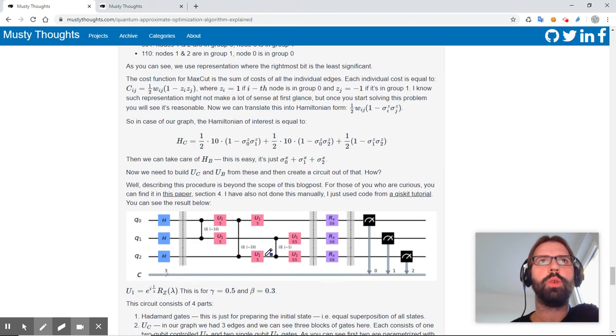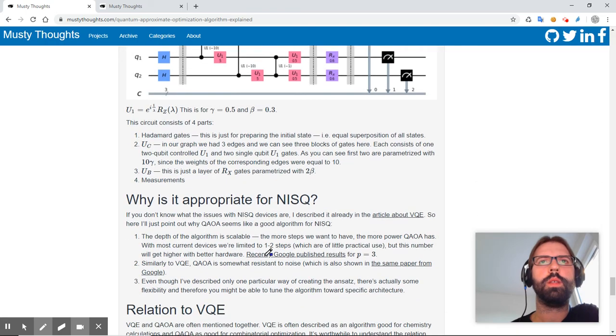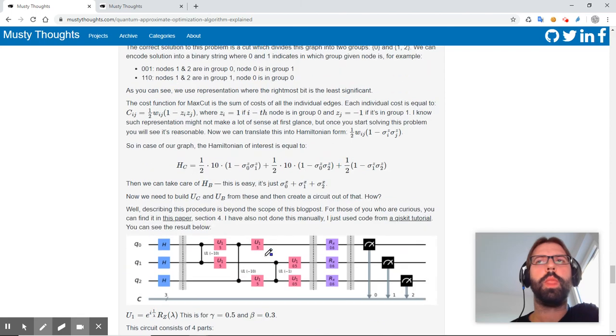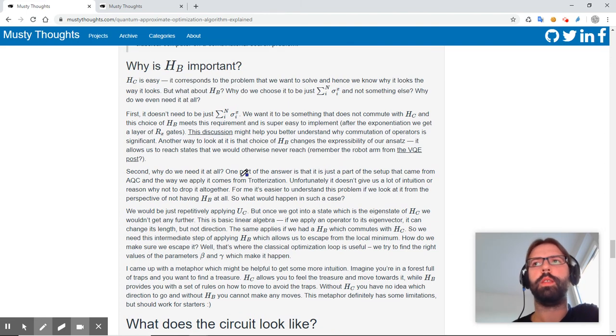What does the circuit look like? Okay. Cool. I would have expected more details on the actual circuit, but let's see. Cool.